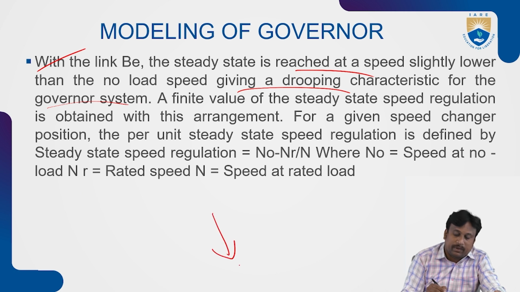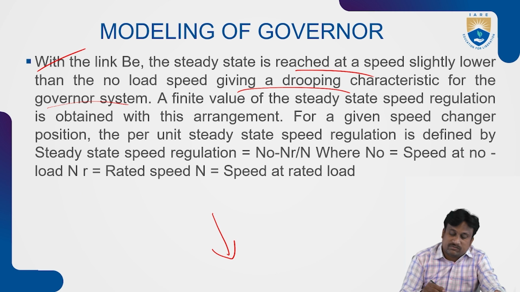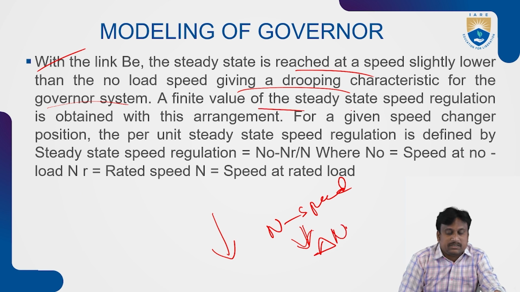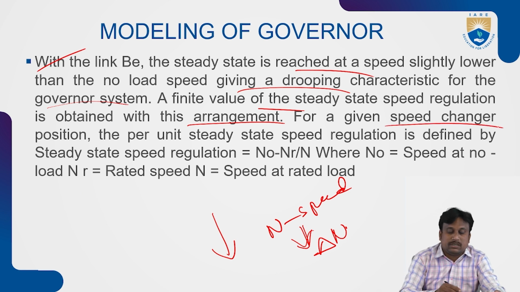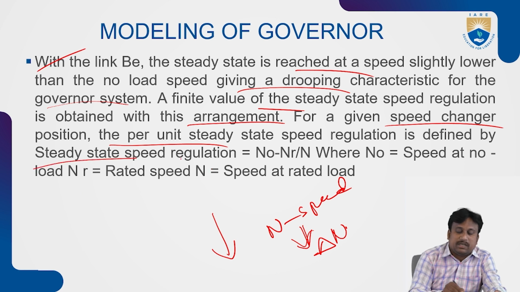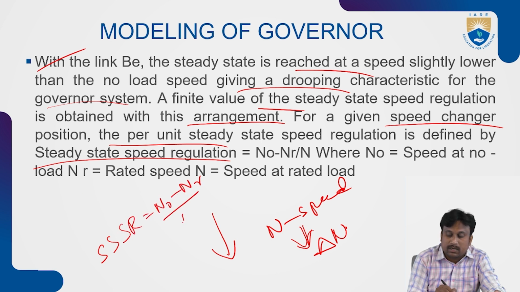Due to this drooping characteristic, the nature of the speed governing mechanism changes, which will influence the speed of the system. There will be more variations in the speed. A finite value of the steady state speed regulation is obtained with this arrangement. For a given speed change or position, the per unit steady state speed is defined by the steady state speed regulation. That is, steady state speed regulation equals N0 minus NR, divided by N.